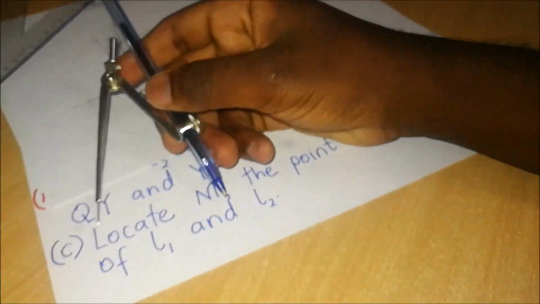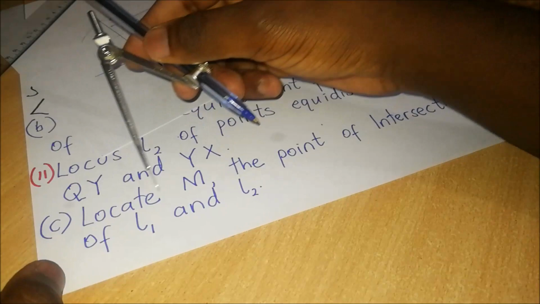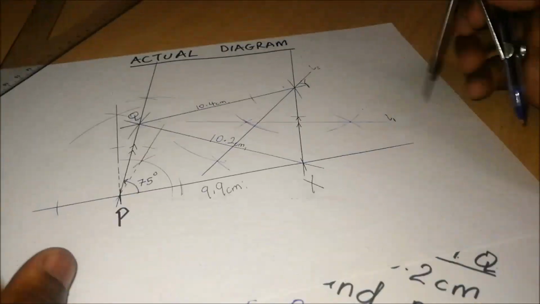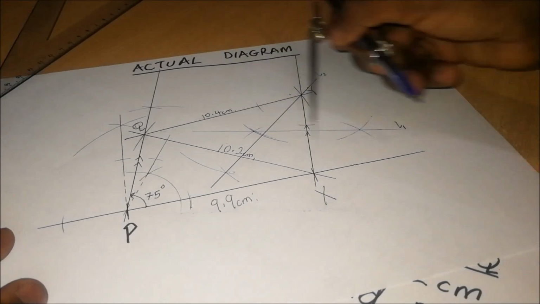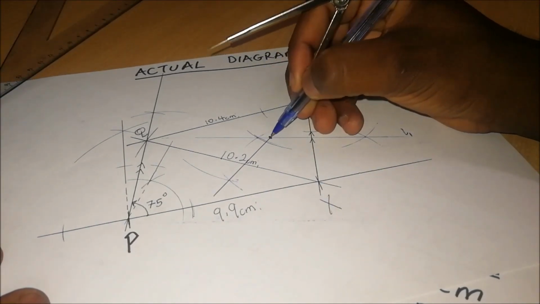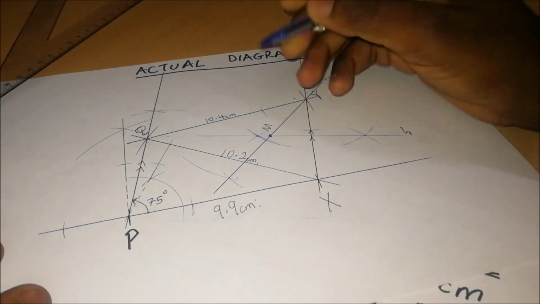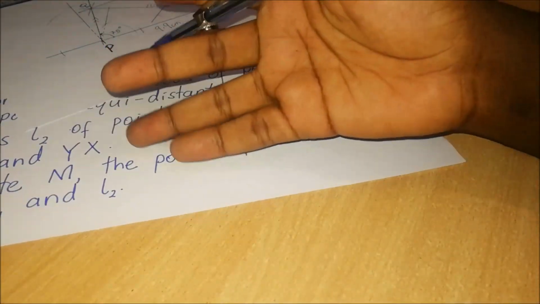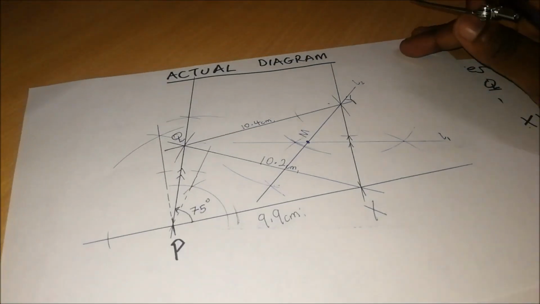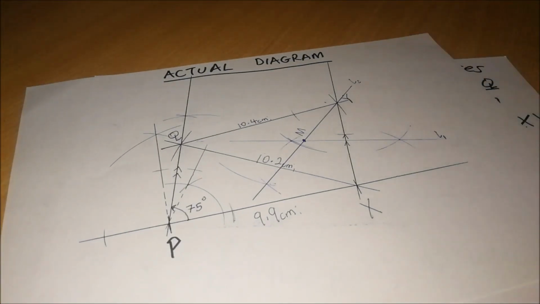Then they are saying locate M, the point of intersection of L1 and L2. Of course, here this is L1, that's L2, and the point where these two meet is right there, and that is our point M. And that is what they wanted, they told us. So we have finished with that question, and this is the actual diagram, the actual answer for that question. Let's go on to the next one.